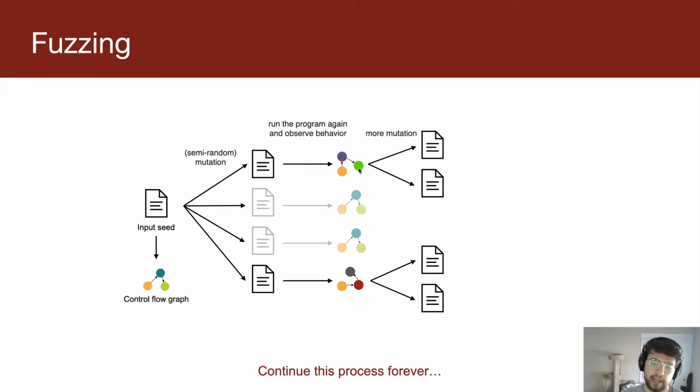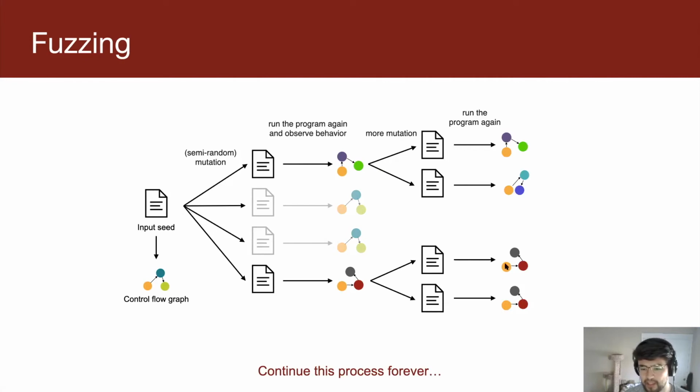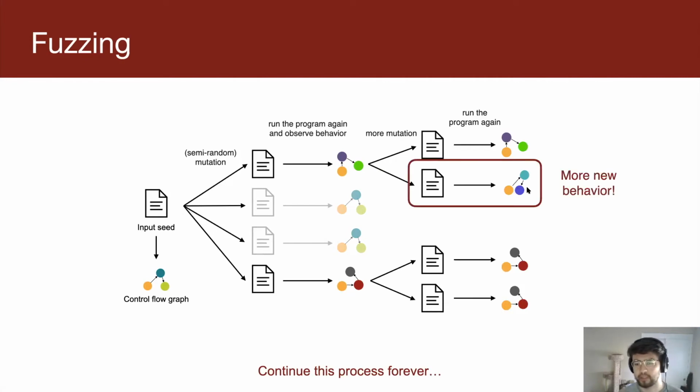You're saying, okay, well, I got new behavior here. Can I tweak this so that at some point we end up seeing something else that's different? And you do this again, and most of the time the behavior is the same, but occasionally you discover some new control flow path, and then you keep this and you continue forever.